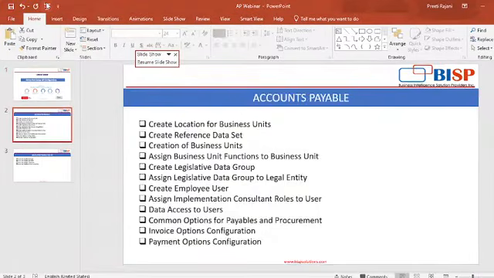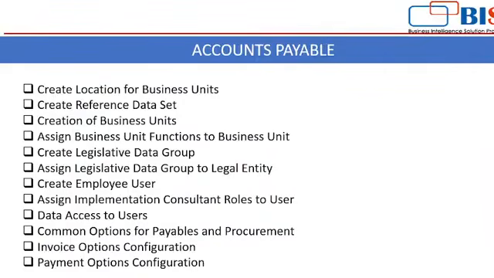These are the basic setups that are required in the accounts payable module in the Oracle Fusion. So we will configure all these setups that you are able to see on the screen. We have to create the address, that is location, for the business units. Then we have to create the reference data set, and when you will create the business unit, at that time you have to associate your location and reference data set at the time of creation of business unit. Then we will decide what are the functions that this business unit can perform. For that, we have to use the task, that is assign business unit function to business unit.